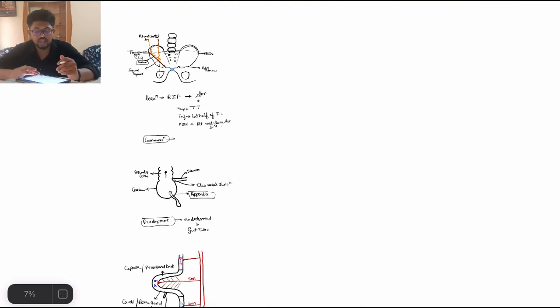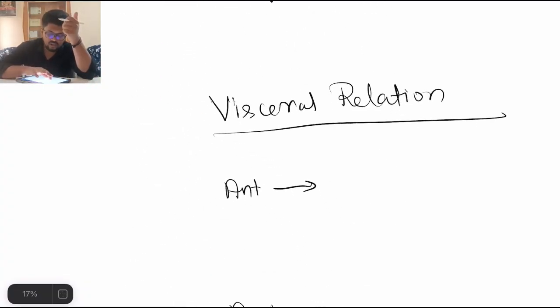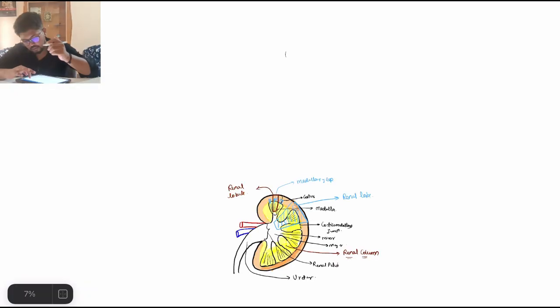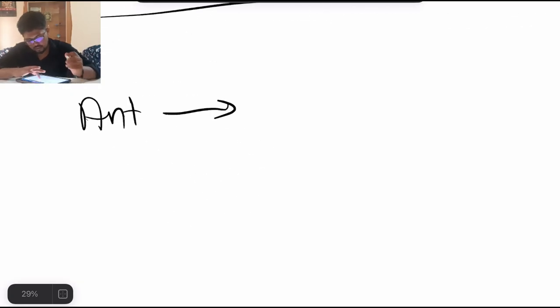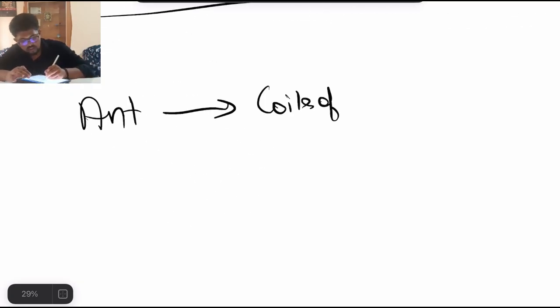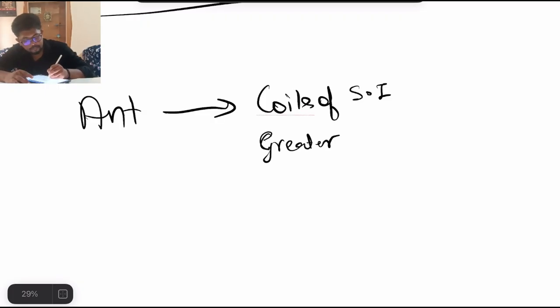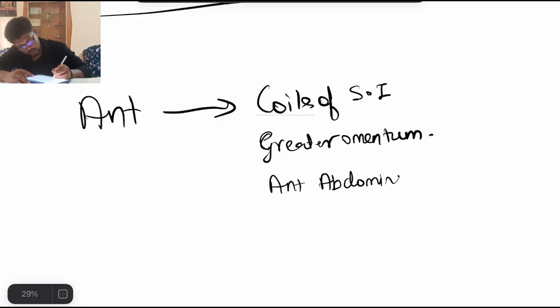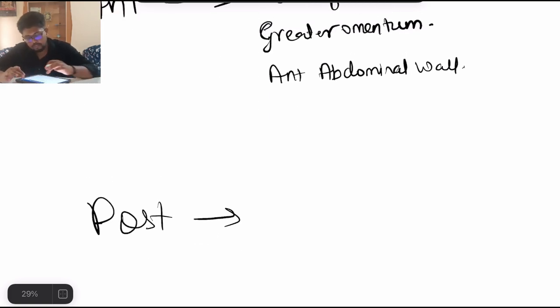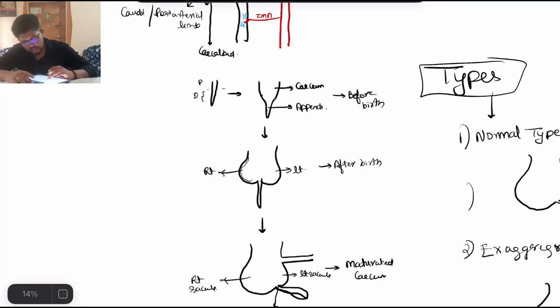So what structures? The coils of large intestine, coils of small intestine, greater omentum and anterior abdominal wall. This will form the anterior relation. Then for the posterior visceral relation, we'll draw it here.